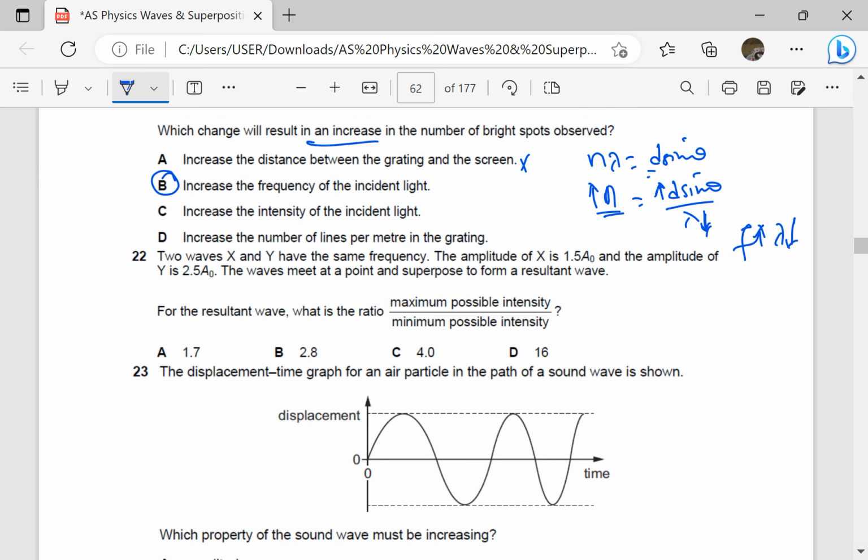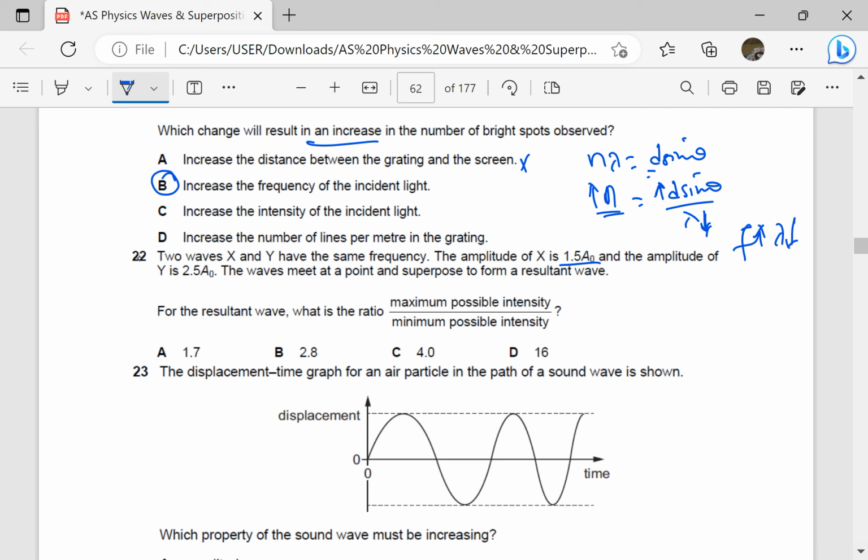Two waves x and y have the same frequency. The amplitude of x is 1.5 a0 and the amplitude of y is 2.5 a0. The waves meet at a point and superpose to form a resultant wave. For the resultant wave, what is the ratio of maximum possible intensity over minimum possible intensity?